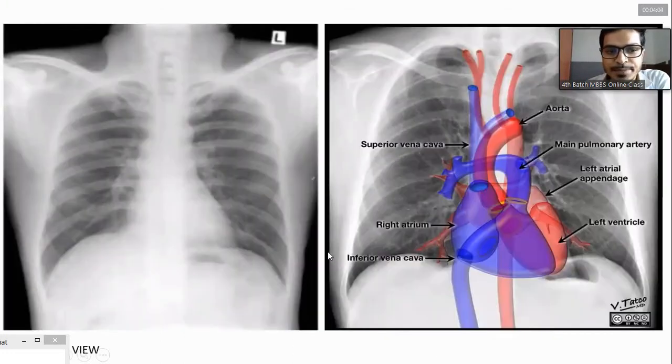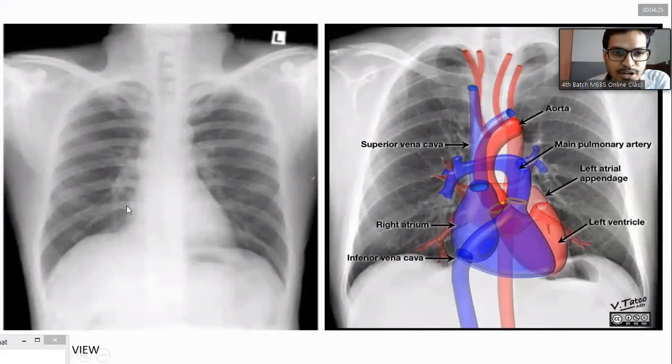Now let's have a brief overview of the structure of the heart and the related borders and structures. First, this is the PA view. On the PA view, we have to look for the heart borders, chambers, and the blood vessels. Let's see the chambers of the heart.